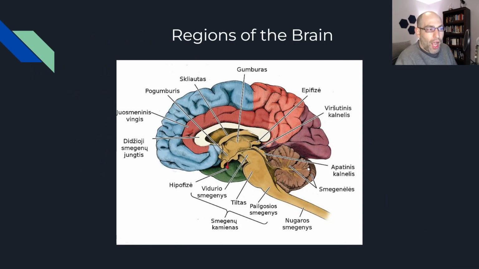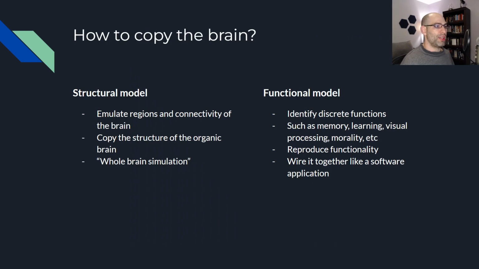I don't think that that's necessarily the best way to go. So the other model is the functional model. The functional model is where you identify discrete functions of the brain, such as memory, learning, visual processing, morality, whatever. You say, okay, let's treat morality as its own function, and then let's copy that. And then you wire it all together like a software application, specifically like a microservices application. I take the functional model approach.